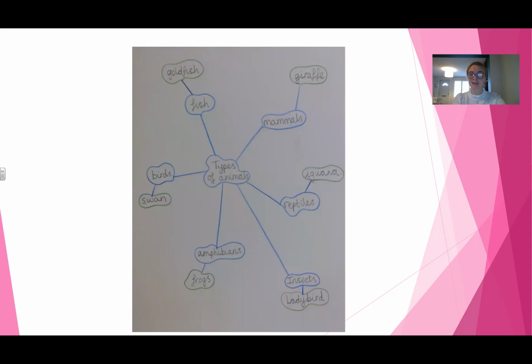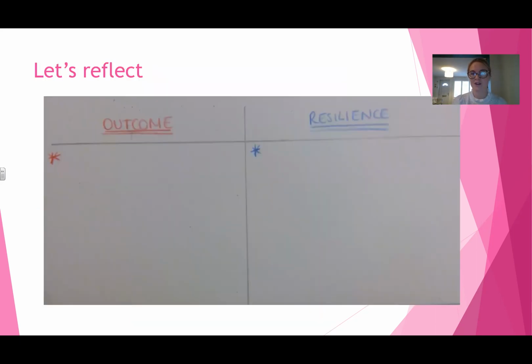Right, last thing for us to do, as always, we're going to reflect. So remember, our outcome is that we're making our video in the style of David Attenborough to be able to find an animal and describe it in a mini documentary. So what have we learnt today that's going to help us to be able to describe those animals? And then resilience. How have you shown resilience?